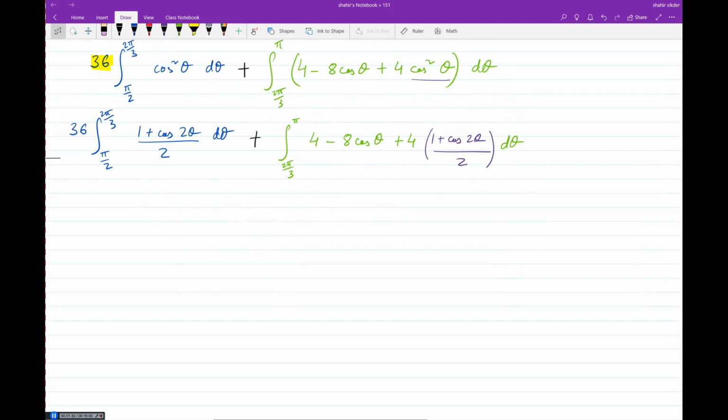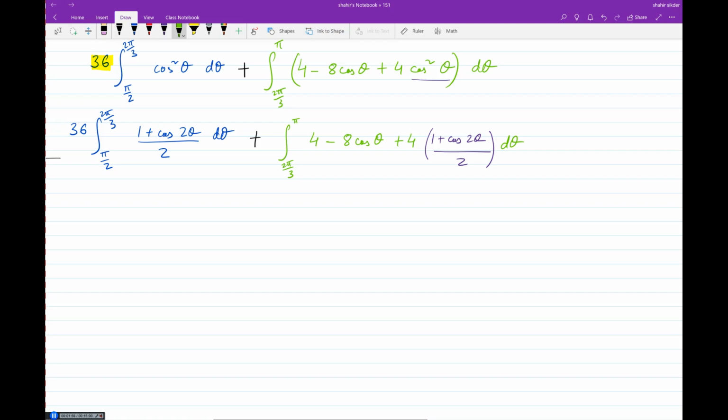The trick is what we learned in section 8.3: whenever you have cosine squared, we use our half angle. The half angle looks like (1 plus cos 2 theta) divided by 2, and 36 is just a constant, so we leave it outside. And this all remains the same: 4 minus 8 cos theta plus 4 is that constant, and again the half angle applies here.